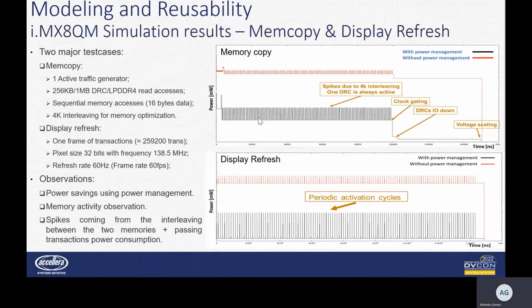Here we show a simulation of the 2 major test cases. In the first test case, we have only 1 active traffic generator playing the role of a processing unit executing memory accesses. A 4K interleaving in the switch matrix interconnection subsystem ensures the optimal memory usage. As this is a relatively charged traffic, there is always at least 1 active memory. The spikes come from the interleaving between memories and the activity of the modules.